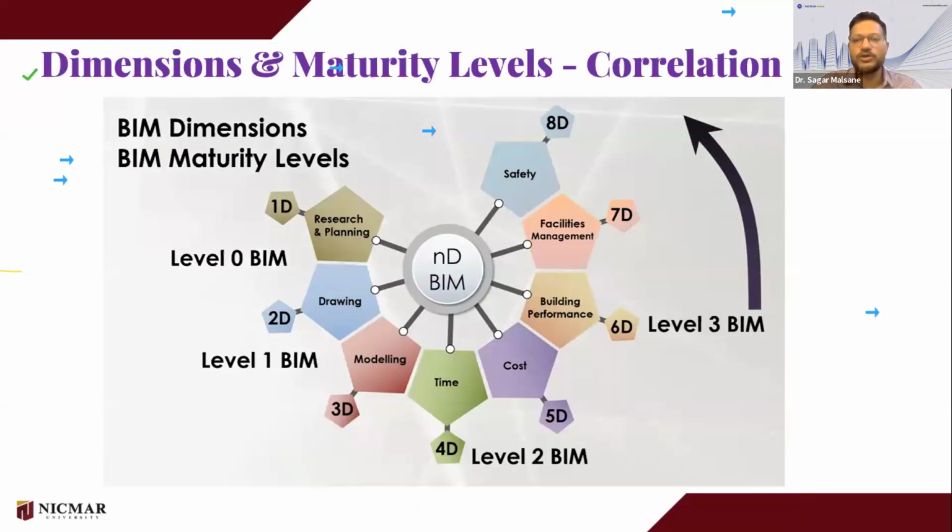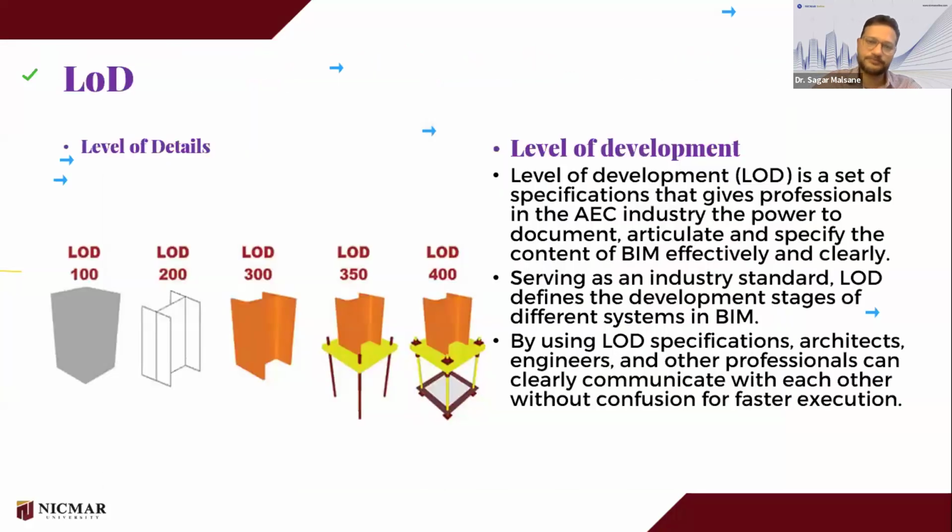So you can see that the more mature you are, that means you are targeting higher levels of BIM dimension, or the higher the maturity level, the higher the BIM dimensions capability. So 1D, 2D, 3D. At level 3, it starts with 6D, building performance or sustainability related aspects. Okay. And the same goes for the level of detail concept or level of development concept. The higher you go, the more you are incorporating information into your 3D models about sustainability. Okay.